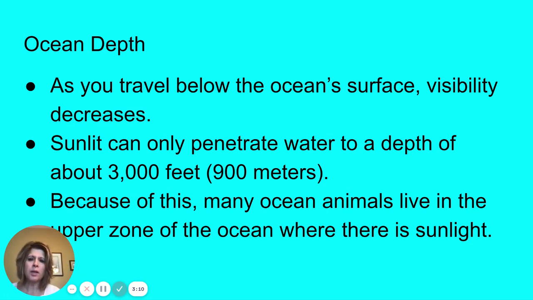The sunlight can only penetrate water as deep as 3,000 feet or 900 meters. That's not very deep. If you think about it, the deepest part of the ocean is 36,000 feet. That's not very deep in the ocean. Because of this, many of the animals live in the upper zone of the ocean where there's plenty of sunlight.